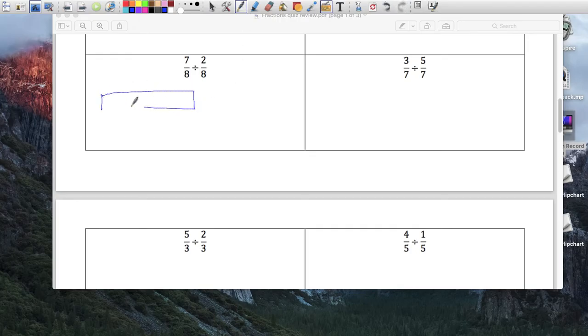7/8. Half, half, and half. Half again, half again, half again, half again. We have 8s.